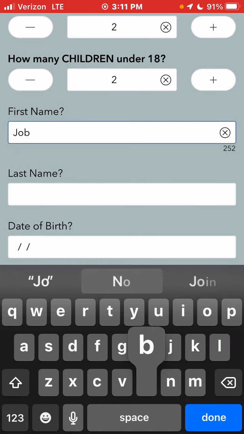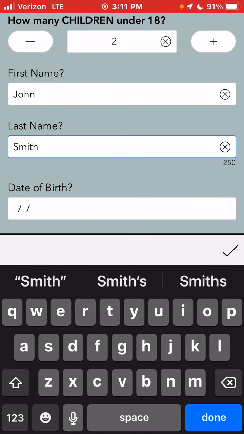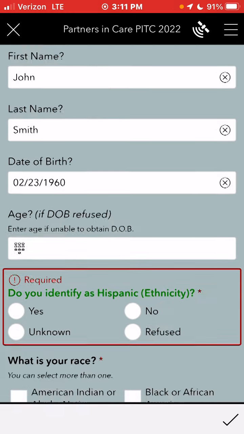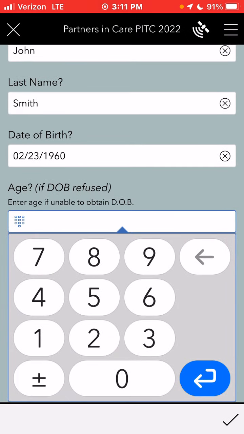First name, you can enter their first name, then insert their last name, and then you can put their date of birth. The first name, last name, and date of birth are not required. If the date of birth is not said, you can enter their age.